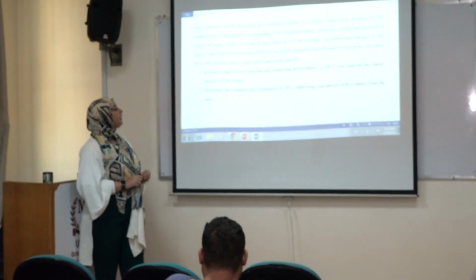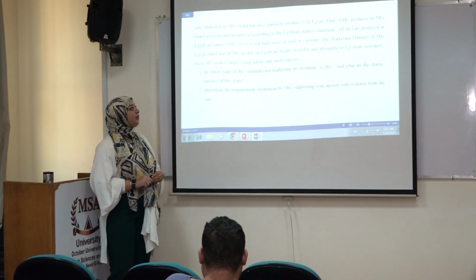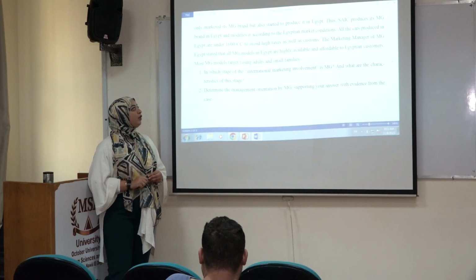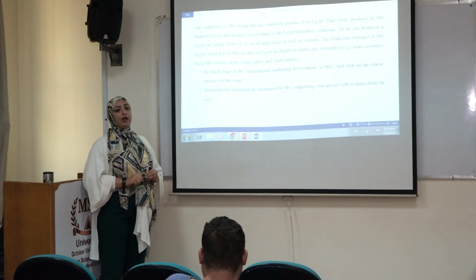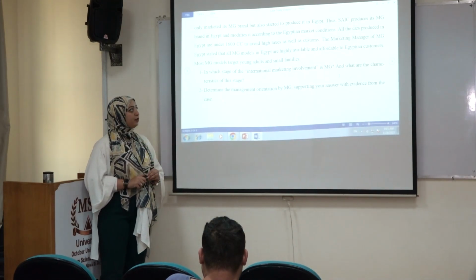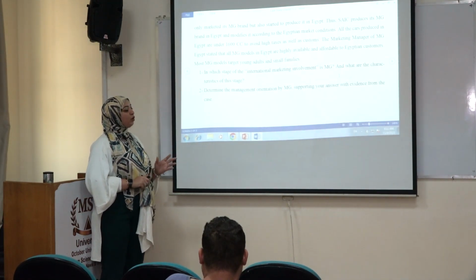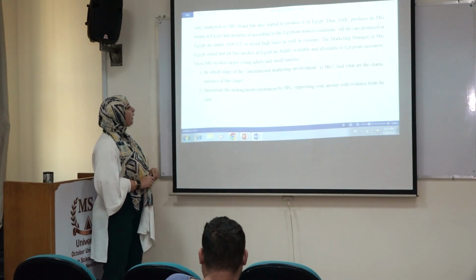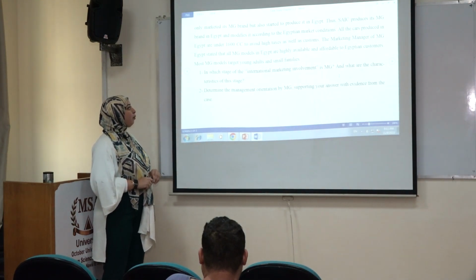The agreement aimed to promote MG brand cars in the Egyptian market, making the Egyptian company the exclusive distributor of MG products in the North African country. SAIC not only marketed its MG brand but also started to produce it in Egypt, modifying it according to the Egyptian market conditions. All the cars produced in Egypt are under 1,600 cc to avoid high taxes and customs. The marketing manager of MG Egypt stated that all MG models in Egypt are highly available and affordable to customers. Most MG models targeted young adults and small families.